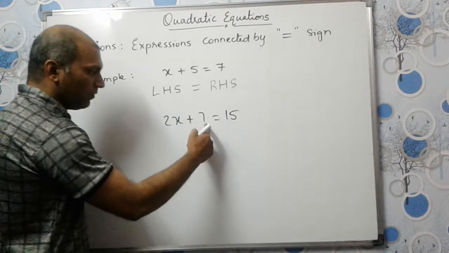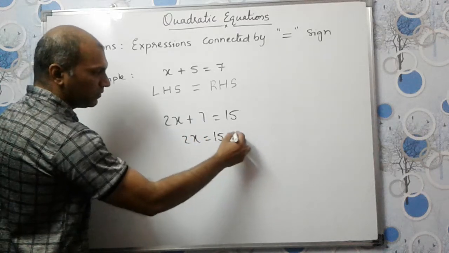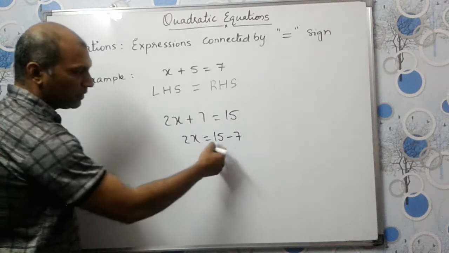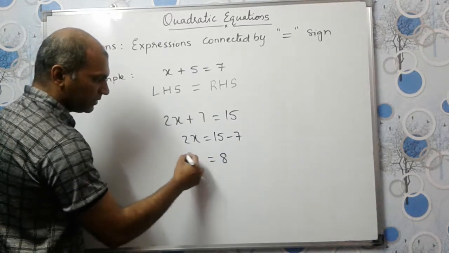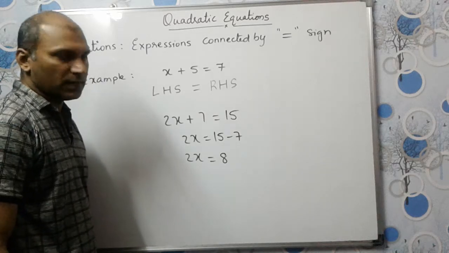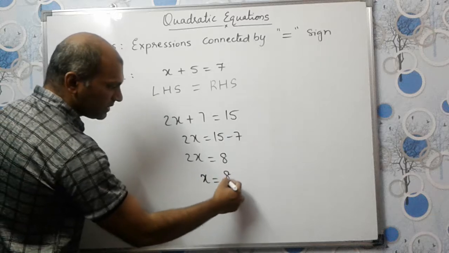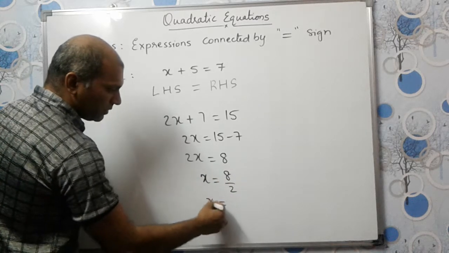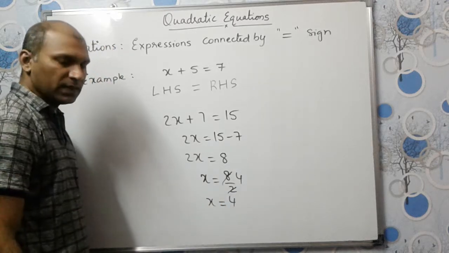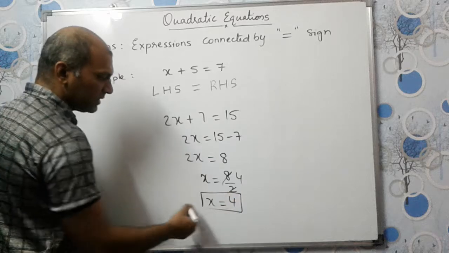What should we do? We should first send 7 to the other side. So 2x will be equal to 15 minus 7. 15 minus 7 is equal to how much? It is equal to 8. So 2x will be equal to 8. Alright. Now what will be the value of x? 2 goes on the other side, it will divide. Now it will be equal to 4. We can cancel using the 2 table, isn't it? So x is equal to how much? It is equal to 4.